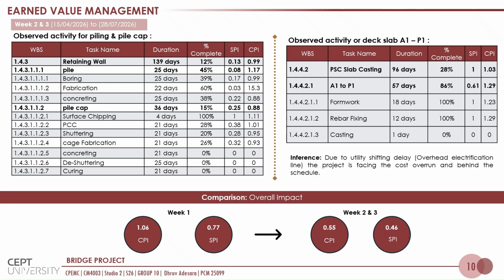Later, we tracked for a further 2 weeks, and at the end of the third week, we compared the data. The result was shocking due to the delay in the project. Due to overhead electrification, the project was cost burning and behind schedule. So, this is our finding for the earned value management.